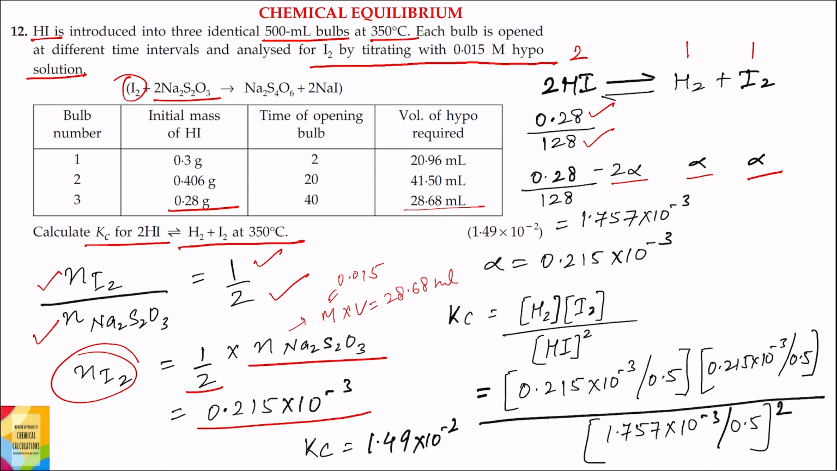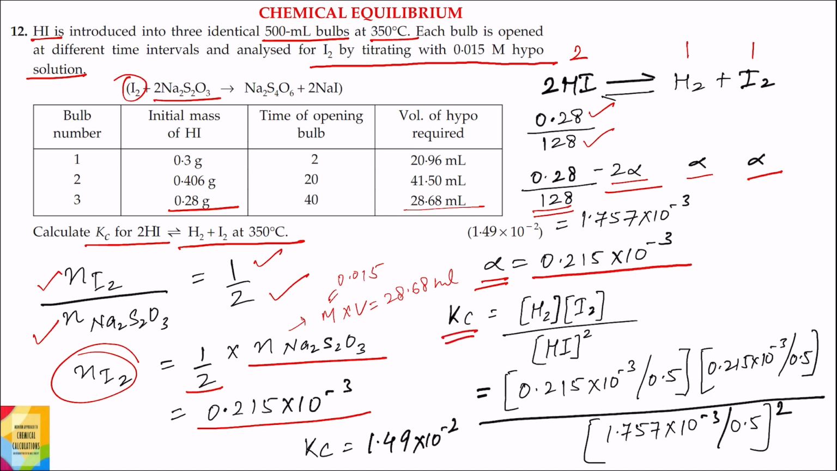So remaining hydrogen iodide is initial amount of hydrogen iodide, that is initial moles of hydrogen iodide minus moles of hydrogen iodide that decomposed. Now we know the moles of iodine, so value of alpha is equal to 0.215 into 10 to the power minus 3. Putting the value of alpha, we will get the remaining moles of hydrogen iodide and moles of hydrogen.